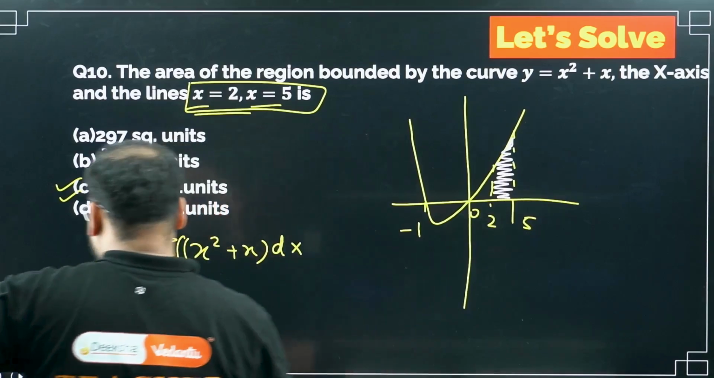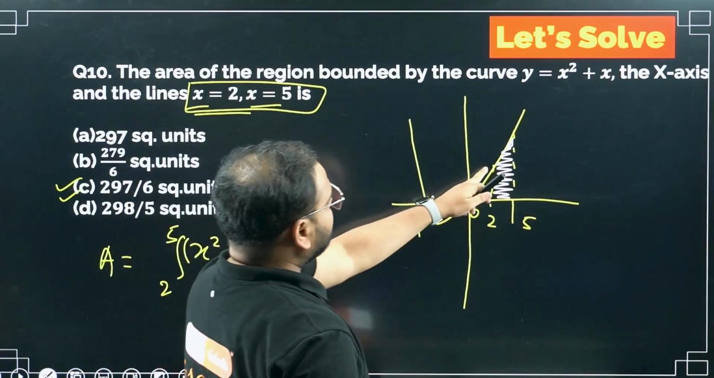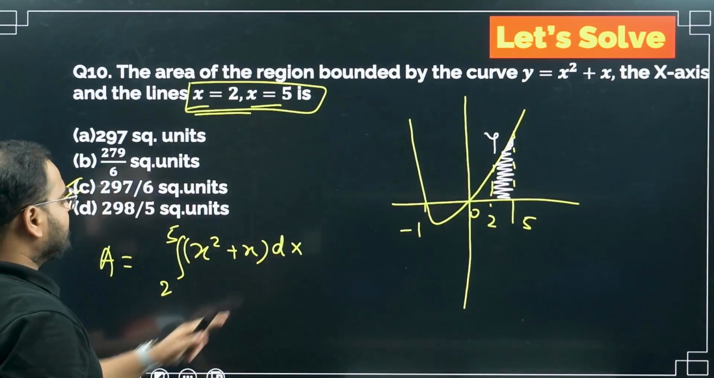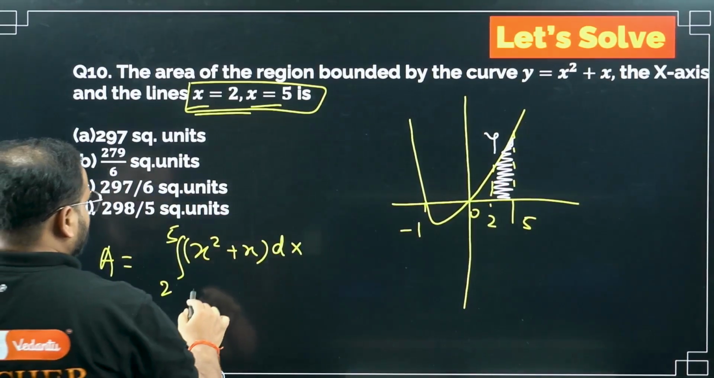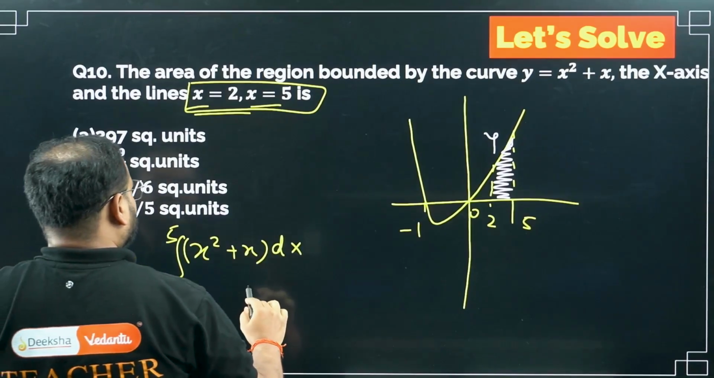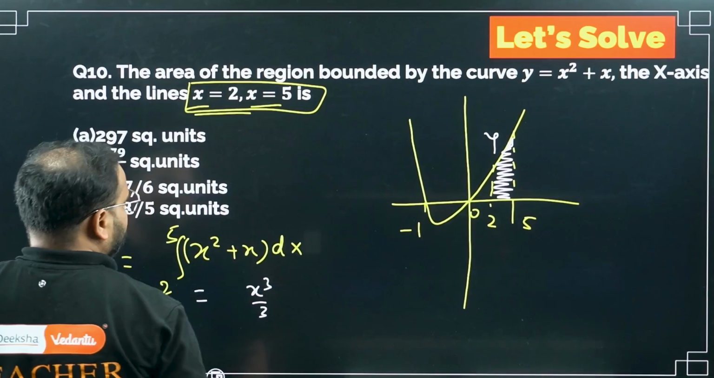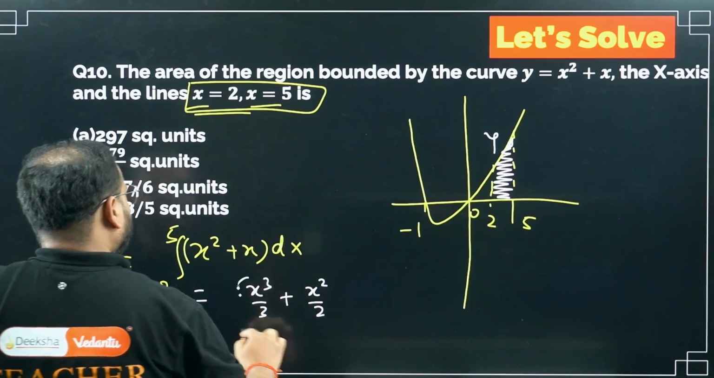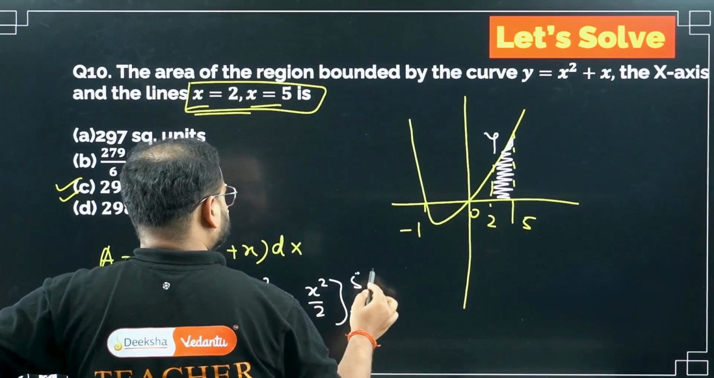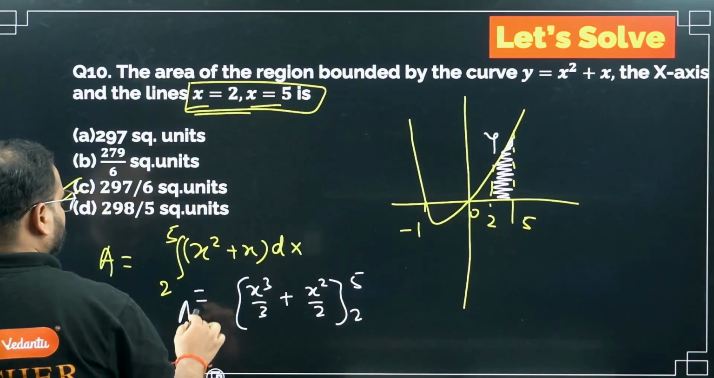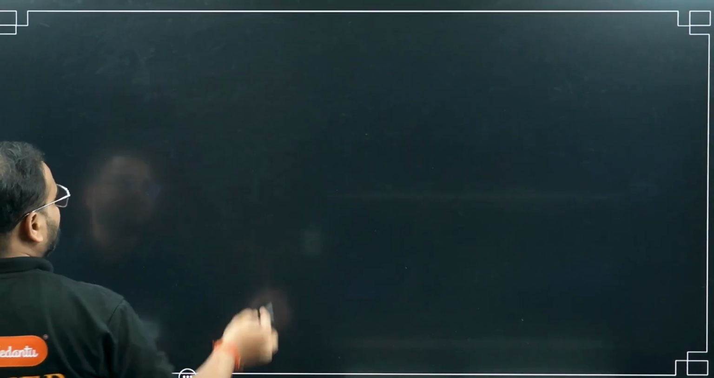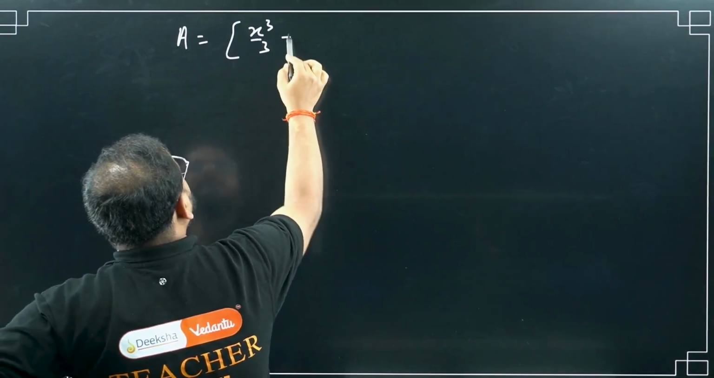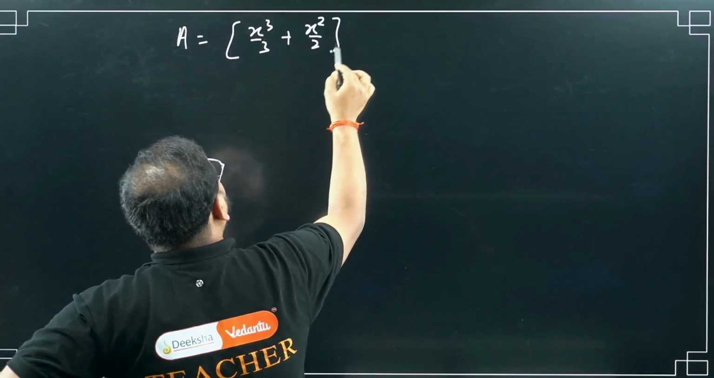If you check here, I've written the same thing over here. This curve is y equals x square plus x, so the integral of x square plus x dx from 2 to 5. If you integrate, what are you going to get? I'll get x cube by 3 plus x square by 2 from 2 to 5. This is my area. Let me simplify this and write it again.